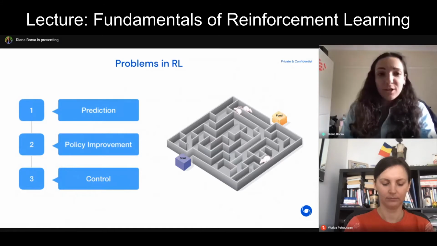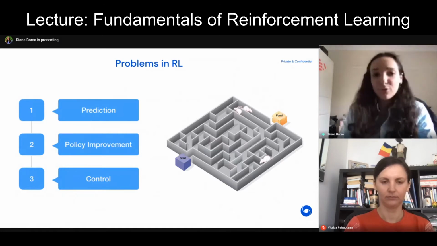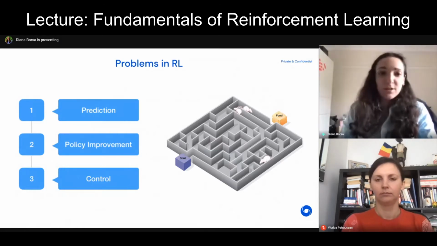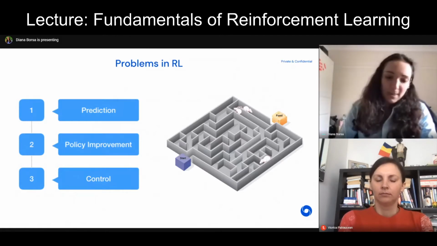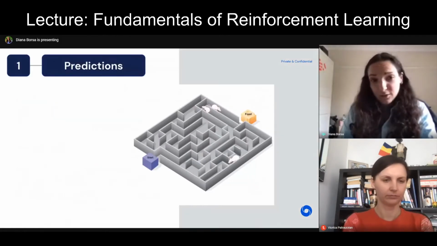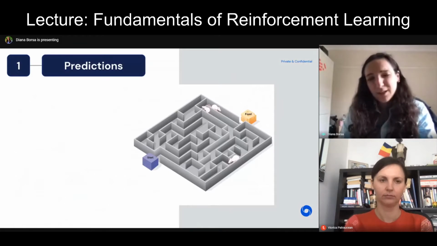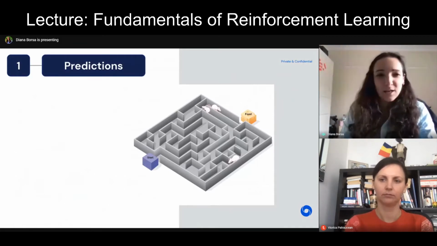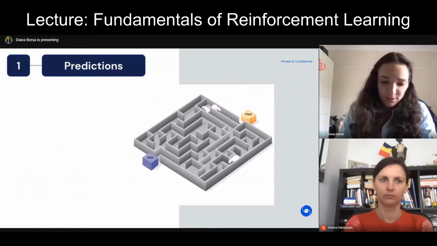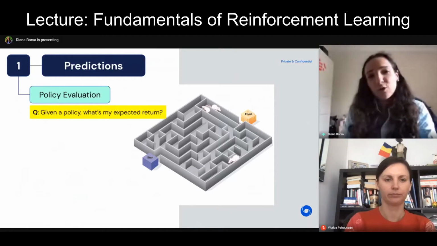The first one is prediction, the second one is policy improvement, and the third one that we're going to build up to is control. And we're going to start with prediction. Prediction can be anything useful in the environment that will inform your actions. But for our purposes, we're going to look at a particular prediction problem, which is policy evaluation.